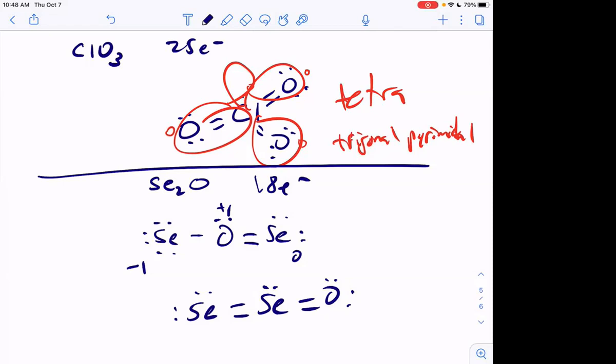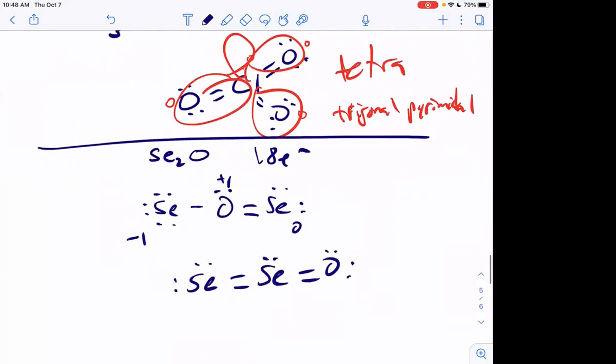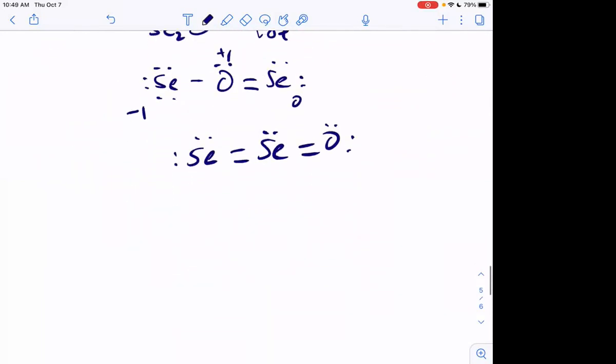So when you have something lower in the periodic table, it will often, not always, but often be the central atom, especially when you've got a situation like this where you can expand that octet. Questions? Good? All right, I got another one.